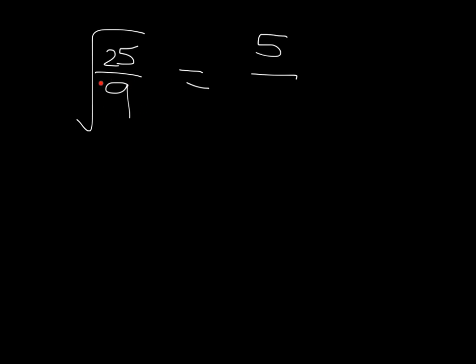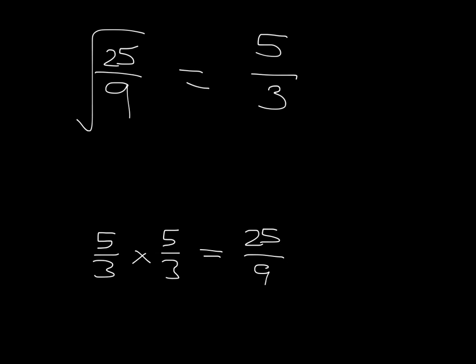And similarly with the denominator, what would you have to have here so that when you multiply it by itself, you'll get 9? Well, the answer there is 3. So the square root of 25 over 9 is 5 over 3. And why is that so? Because if you take 5 over 3 and you multiply it by 5 over 3, you get 25 over 9.